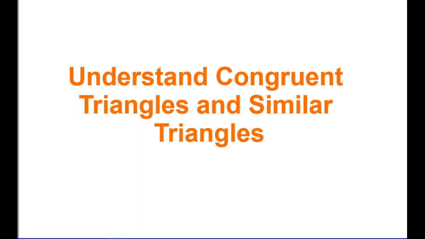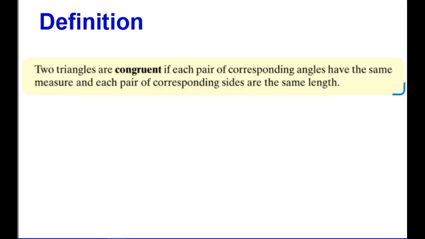So now we're going to look at congruent and similar triangles. So congruent triangles are exactly the same, and I know they're exactly the same if my angles have the same measurement and the sides have the same exact length.